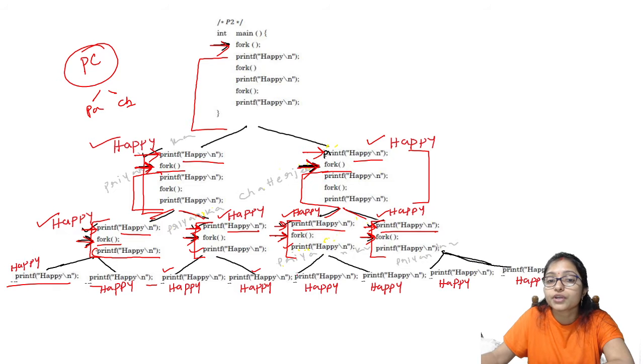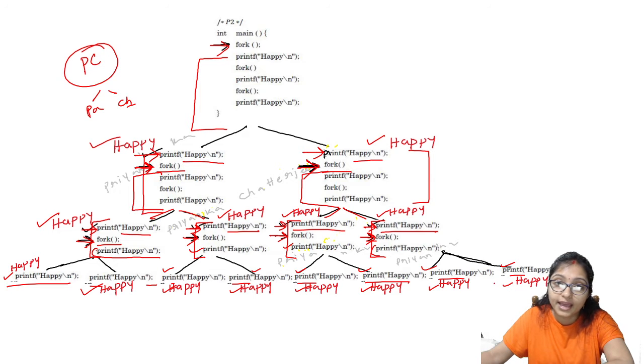This fork is also created two times. This is also, and this fork is also creating two times. This is and this is. Now all the printf happy, it is printing happy. This is also printing happy. This is also printing happy, and this, and this.